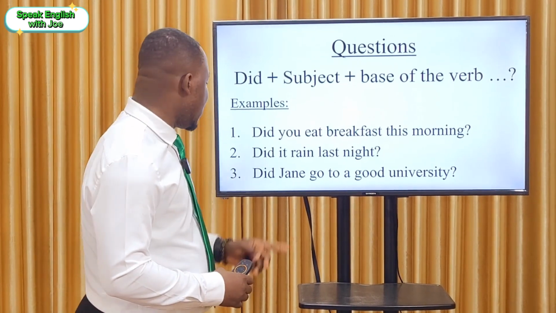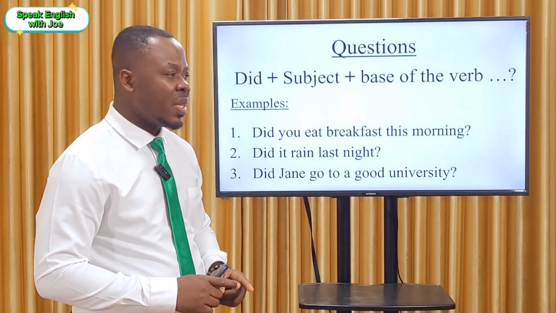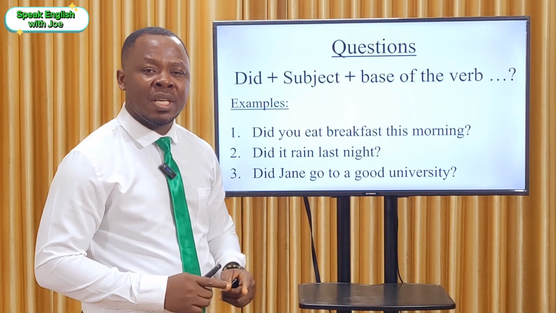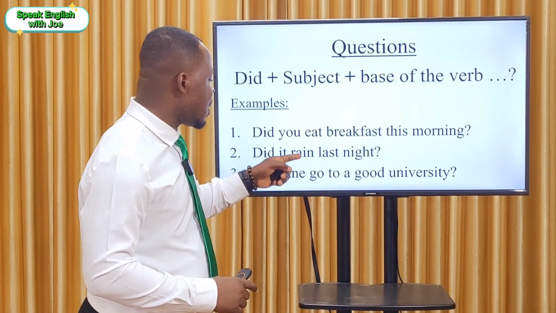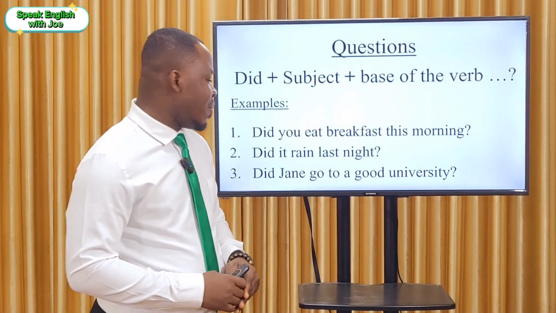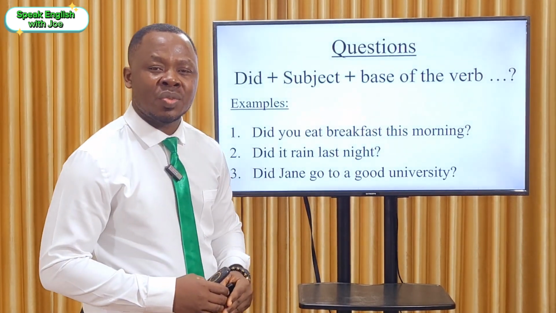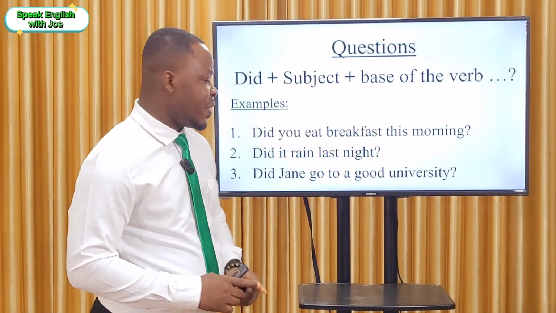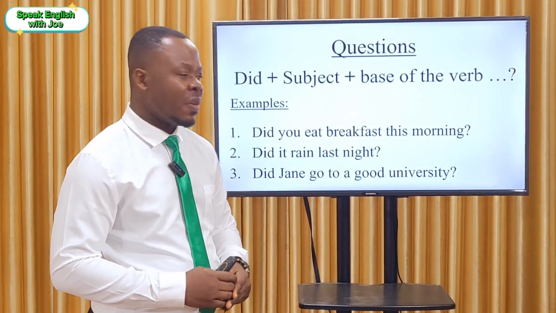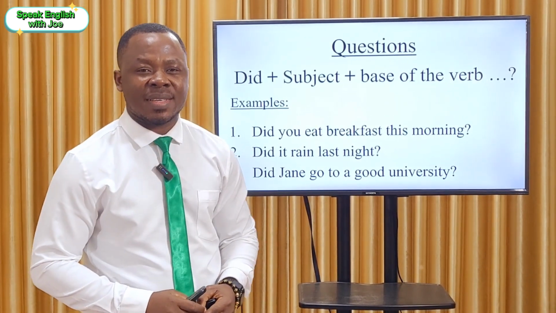And number two, did it rain last night? In this question, we begin with the helping verb did, plus the subject it, plus the base form of the verb, which is rain, plus the rest of the sentence, then the question mark. And number three, did Jane go to a good university? In this question, we begin with the helping verb did, plus the subject Jane, plus the base form of the verb go, plus the rest of the sentence, then the question mark.